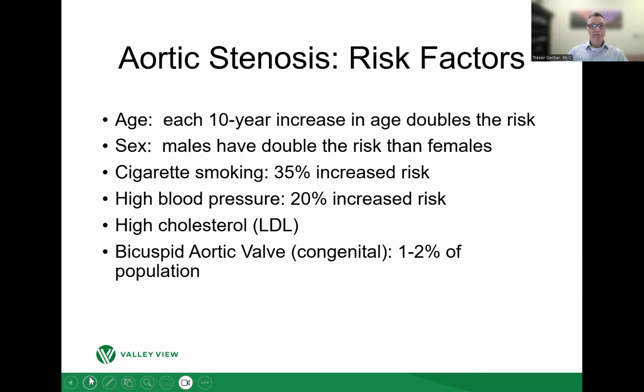Those who smoke have a 35% increased risk of developing this disease. High blood pressure causes a 20% increased risk of developing aortic stenosis, as well as high cholesterol. Some patients are born with an aortic valve that only has 2 leaflets instead of 3 leaflets. This is called a bicuspid aortic valve, and it affects 1 to 2% of the population. Those with a bicuspid aortic valve often develop aortic stenosis in their 5th or 6th decade of life.